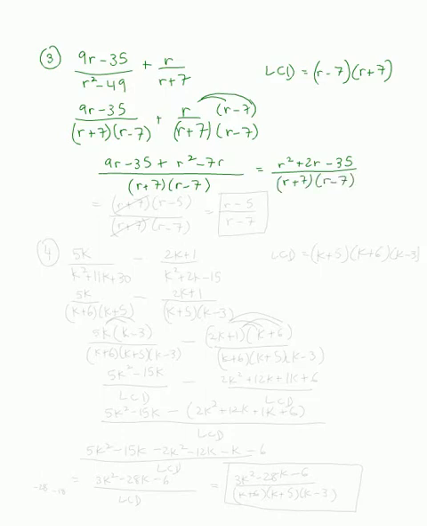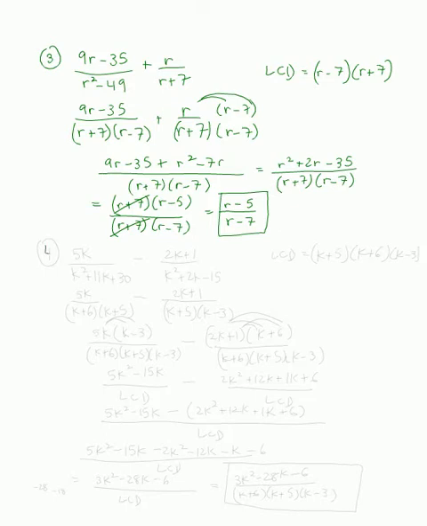Can I simplify? Well, can this factor? And it turns out, yes, we can factor the numerator, can't we? This becomes r plus 7 times r minus 5. Because 7 times negative 5 is negative 35, and 7 plus negative 5 is positive 2. And lo and behold, we can cancel the r plus 7s. We're left with r minus 5 over r minus 7, and there is nothing more we can do to reduce this.